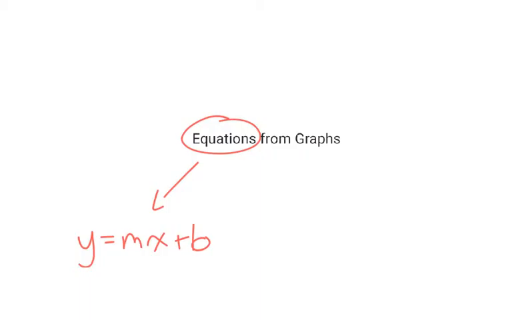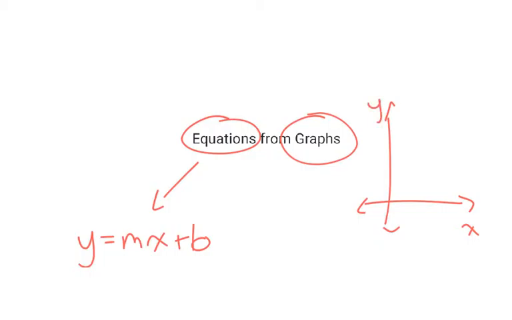You should know what a graph looks like. It will typically look something like this. This is the x-axis, that is the y-axis, that is the origin, and there'll be some sort of line. Okay?